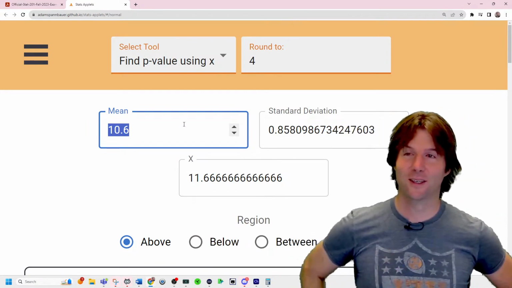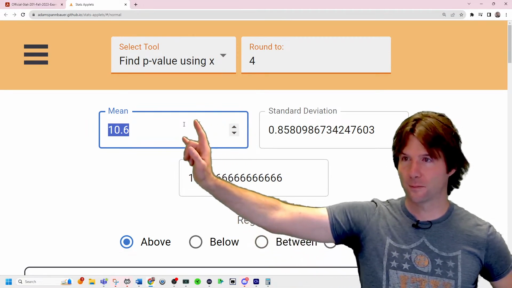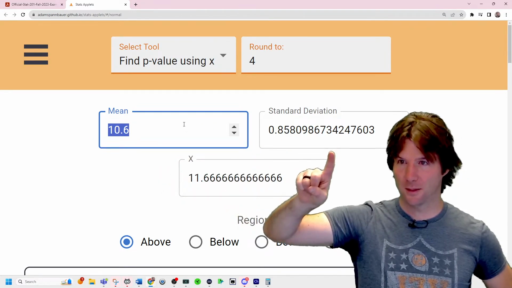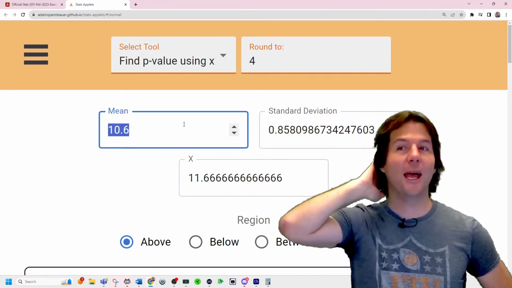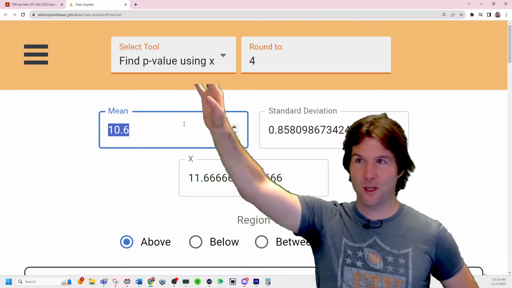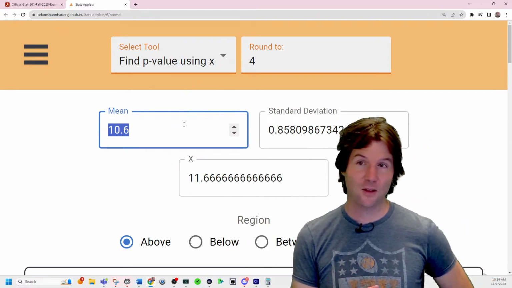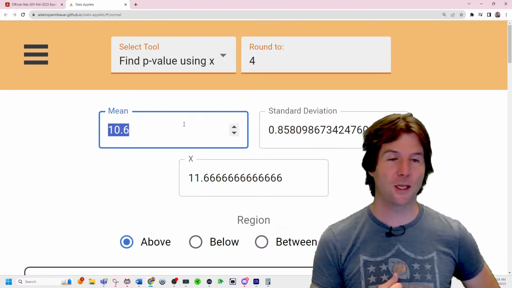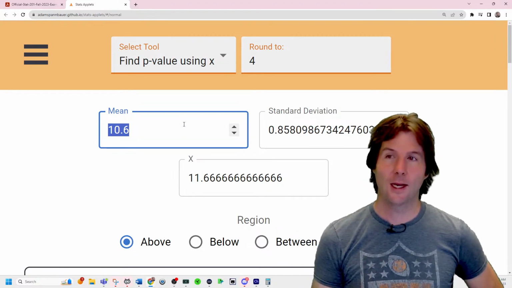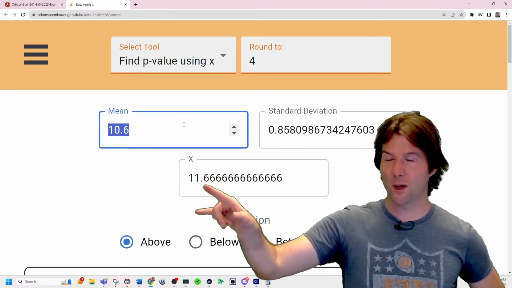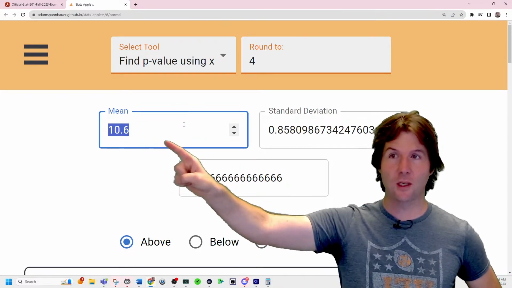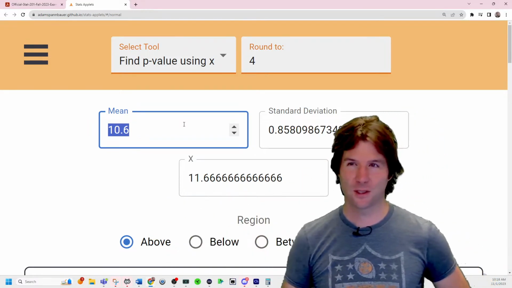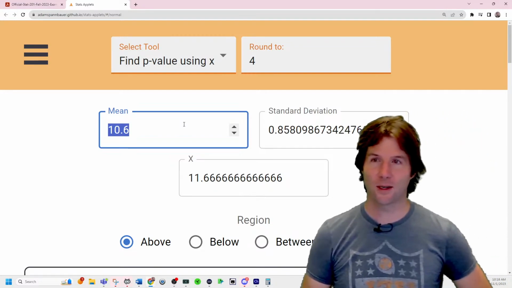On the app, you enter in the mean, and you enter in the standard deviation. Then make sure to click the button up here that changes it to find p-value using x, so we're finding the probability. Make sure you've clicked above because we're trying to find the probability that she gets more than this amount, and then graph above your answer right here. This is y bar, so that's your mean of the sampling distribution. That's your standard deviation of the sampling distribution. This is your y bar, and this is the area above. Does that make sense? How are we doing on that?